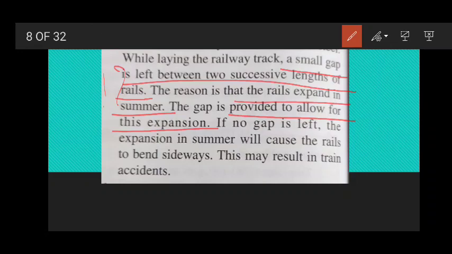If no gap is left, then what will happen? The expansion in summer will cause the rails to bend sideways, and this may result in a train accident. So just to avoid this, a small gap is left between two successive lengths of the rails.